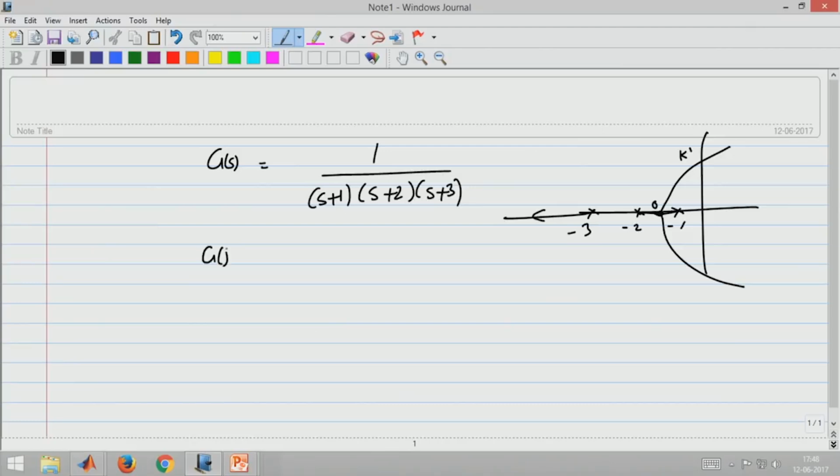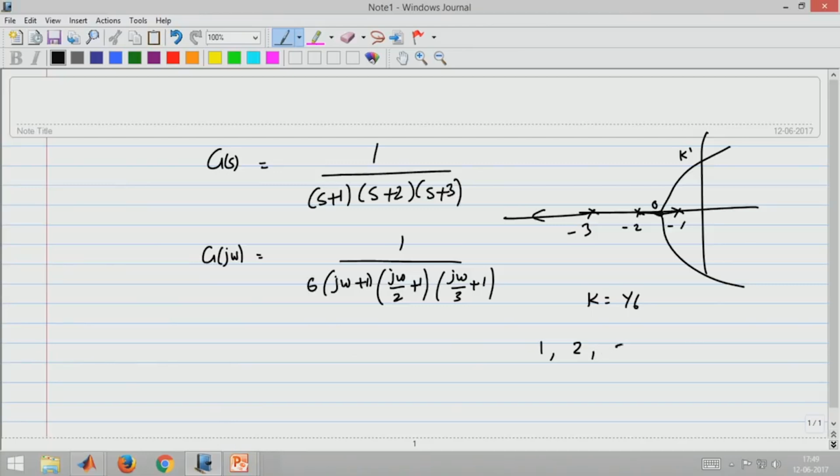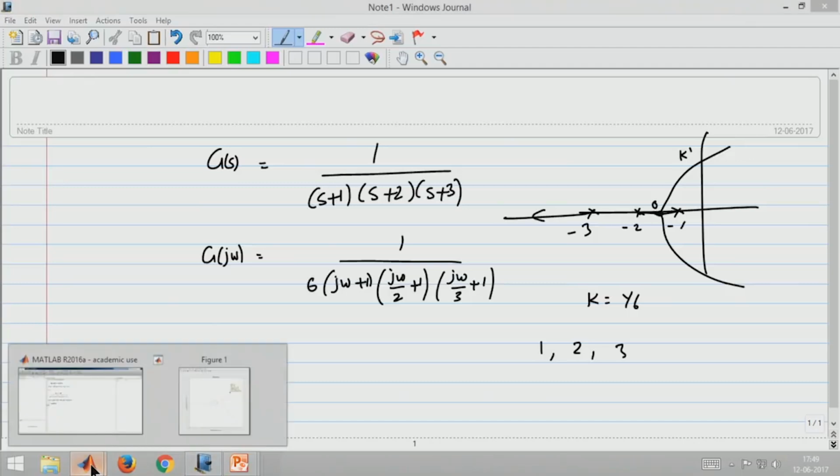Now, let us try to write this in the sinusoidal form. This is 1 over (j omega plus 1), (j omega by 2 plus 1), (j omega by 3 plus 1), and what will come here is 6. So I have a factor of 1 over 6 and then crossover frequencies at 1, 2 and 3. Let us draw the root locus and the Nyquist both for this and check.